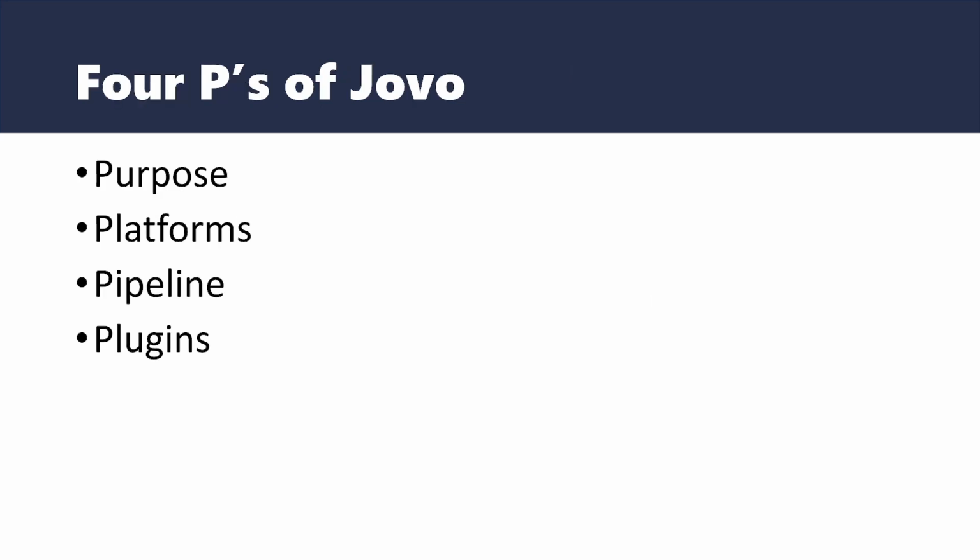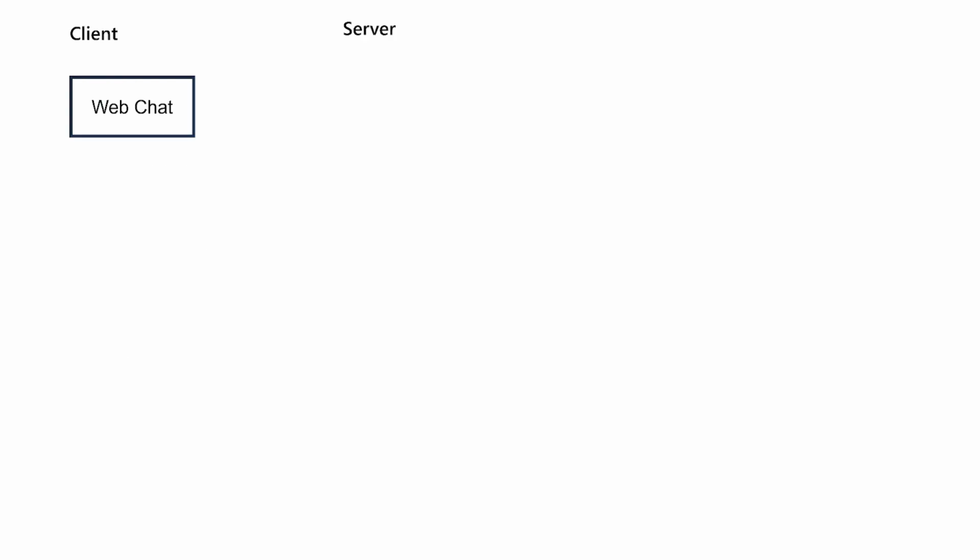So today we're going to go over the 4 P's of Jovo. First, we're going to talk about what's the purpose of Jovo. Then we're going to cover the topics of platforms, pipelines, and plugins and how they fit together. Those 3 things are the primary functionality of the Jovo platform, and once you know that, then the Jovo framework really opens up to you.